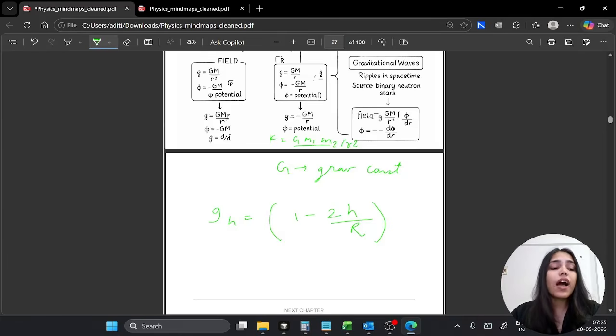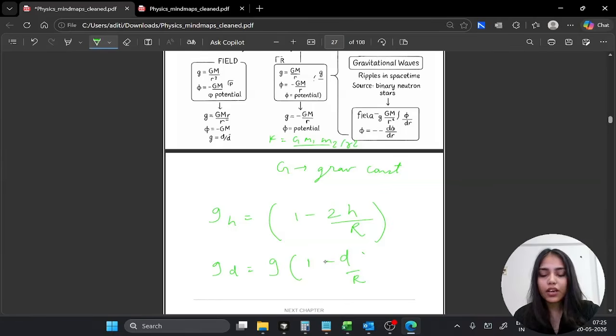Now, as we go deeper below the surface of Earth, let's say you're trying to dig inside the Earth, in that case, the gravitation as we go deep becomes g times 1 minus d upon R, where d is the depth to which you are digging.